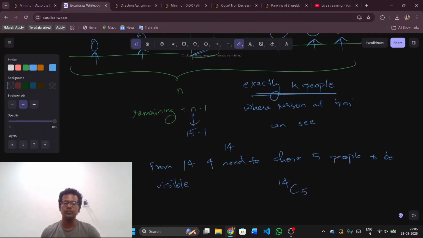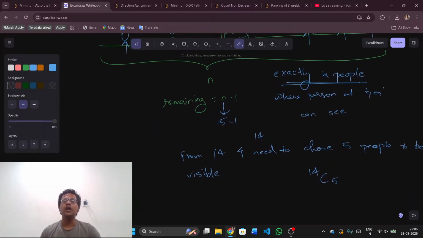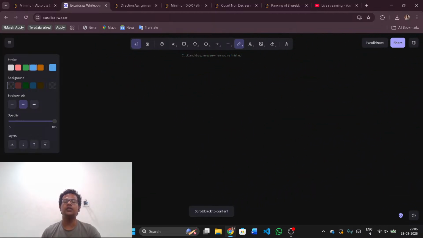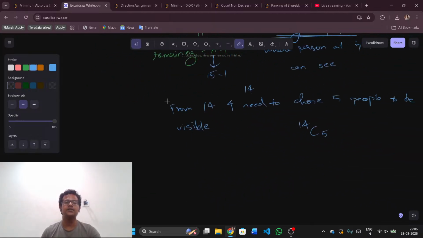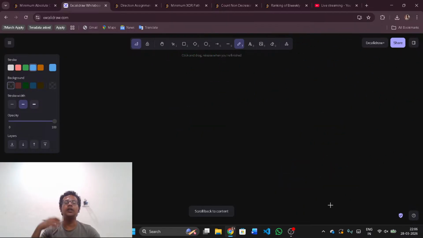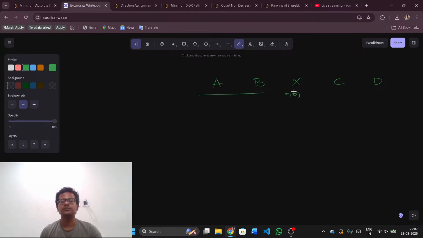But the problem doesn't end here. Why 14C5 doesn't work? The answer is actually 2 into 14C5, nothing but 2 into C of n minus 1, comma, k. I'll tell you why I'm multiplying it with 2. Let's take A, B, C, D. This is position.